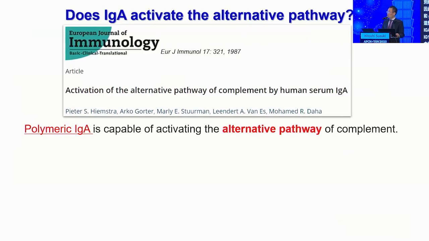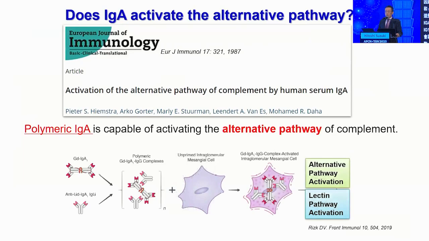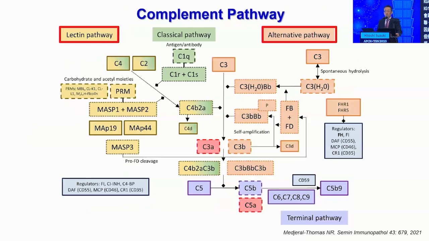This is an old paper, but they said polymeric IgA is capable of activating the alternative pathway of complement. Then we would say the Gd-IgA1 immune complex deposits in the mesangium and activates both the alternative pathway and the lectin pathway. This is a detail of the complement pathway, the alternative pathway or lectin pathway.